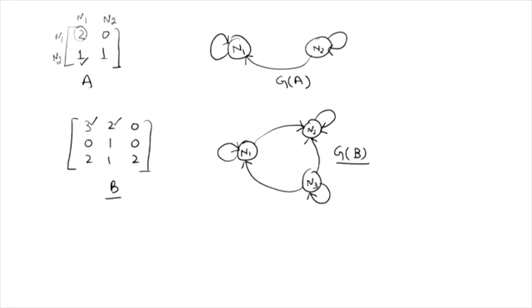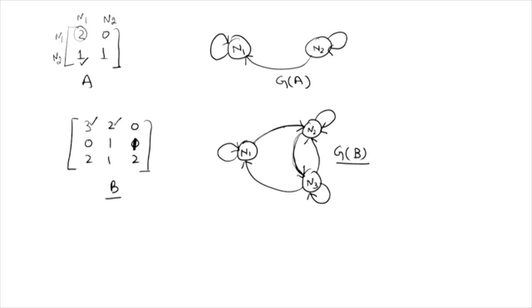So, if I ask, do I have a connection from n1 to n3? I do not, because I cannot move from n1 to n3 by using any sequence of edges of this graph. But if I have an edge like this, meaning the 2 to 3 entry is 1, then I will have this edge. Now I have a connection from n1 to n3, because I will go from n1 to n2 and then n2 to n3.